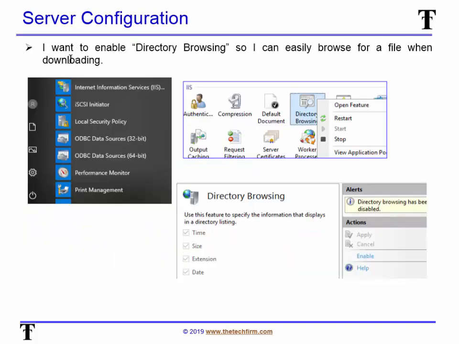So I want to enable directory browsing. If I type in the IP address of the web server, it gives me a list of files, so I can easily browse for a file when I do my download test. So I want to set that up ahead of time.